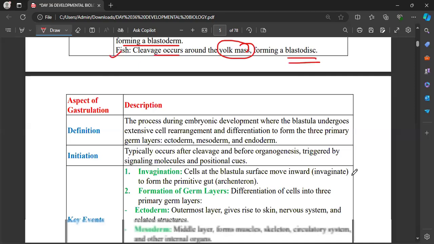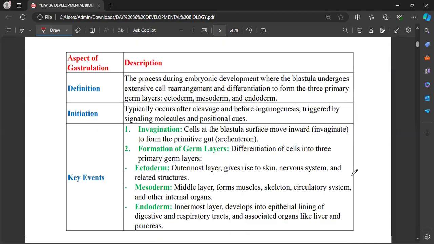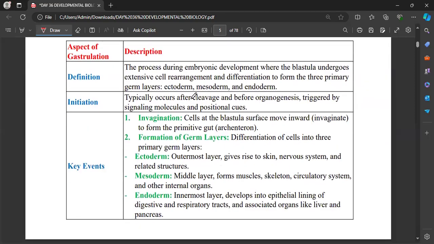Right now, what is meant by gastrulation? Here, gastrulation means formation of three germinal layers, and that is ectoderm, mesoderm, and endoderm. Ectoderm is the outer layer, mesoderm is the middle layer, and endoderm is the internal layer. Okay, this formation of three germinal layers is said to be the process of gastrulation. It typically occurs after cleavage and before organogenesis. It is triggered by signaling molecules and positional cues.